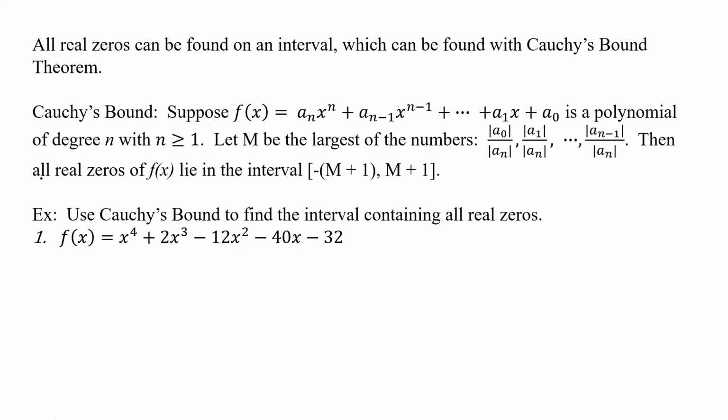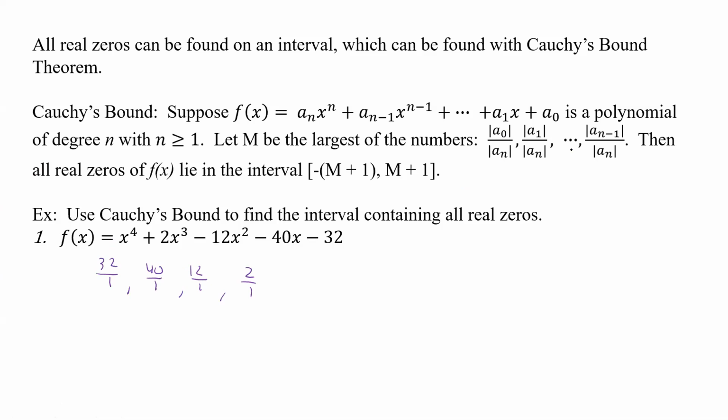For this one, we're just going to take each of our coefficients here, the 32, the 40, the 12, the 2, and put it all over the 1. If we start with a0, that's going to be 32 over 1. Then we'll have 40 over 1, 12 over 1, and 2 over 1. Those are all of these values.